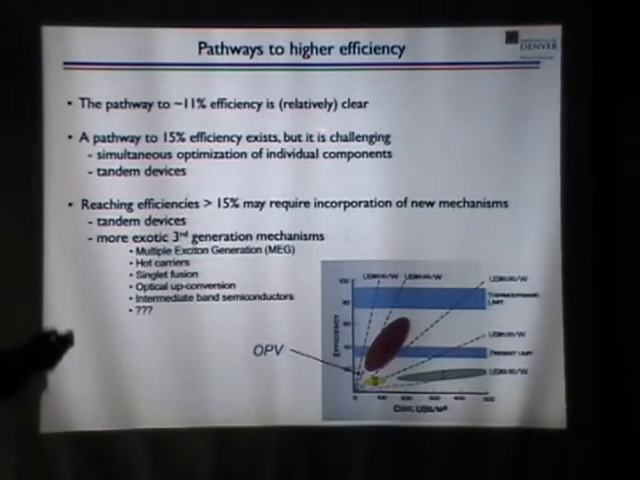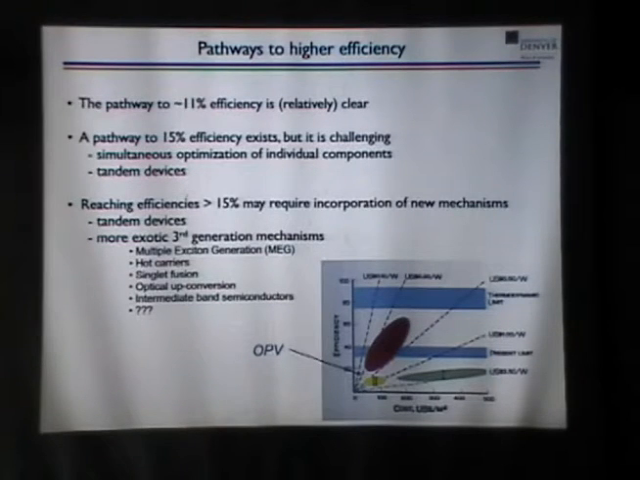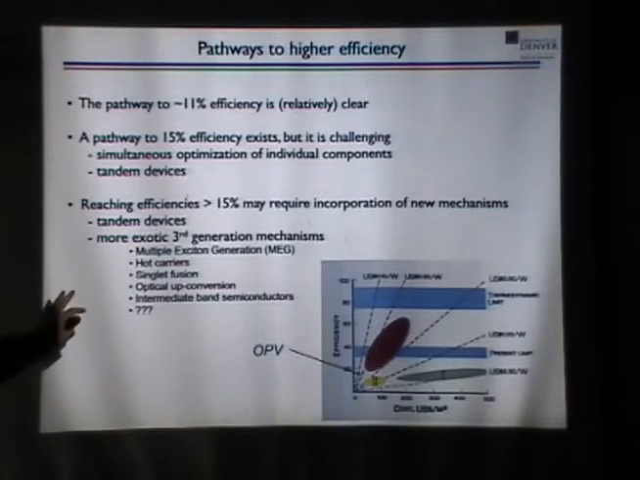So we've got a pretty clear pathway to 11%. But what if we want to get to 15 or even higher? So, of course, there are lots of different mechanisms for doing that.